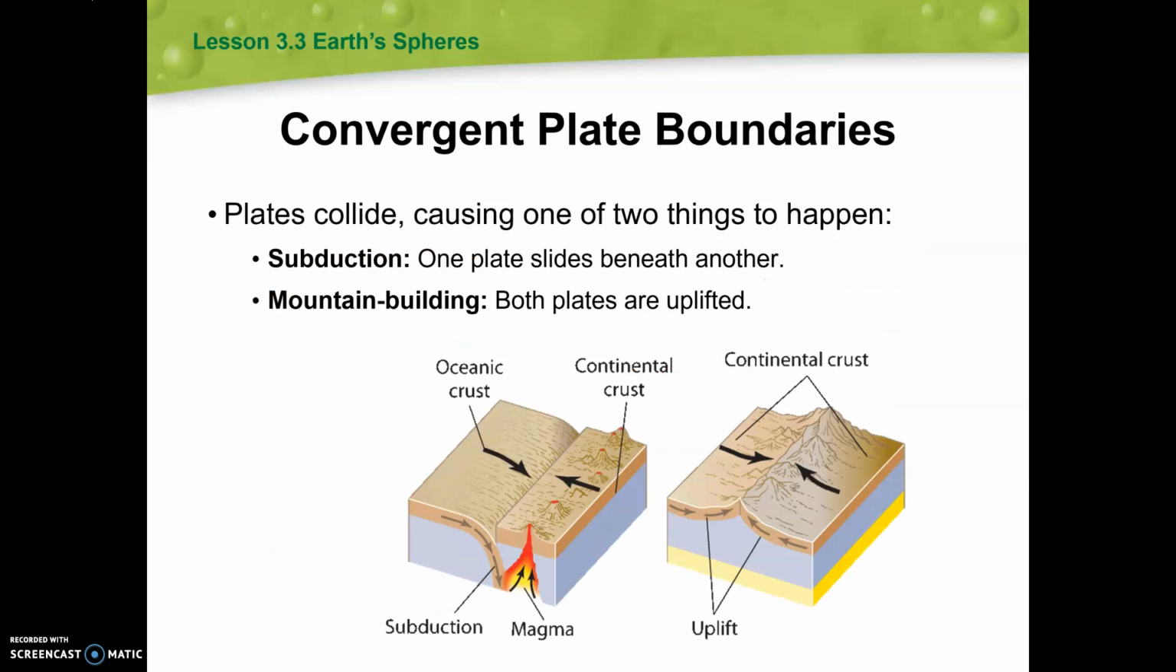And our convergent boundaries have 2 categories inside. Convergent is when plates collide. So 2 things can happen here. We can either have subduction, when one plate goes beneath another, or we can have mountain building. Those plates are pushing together and being uplifted, so being pushed up towards the sky here.